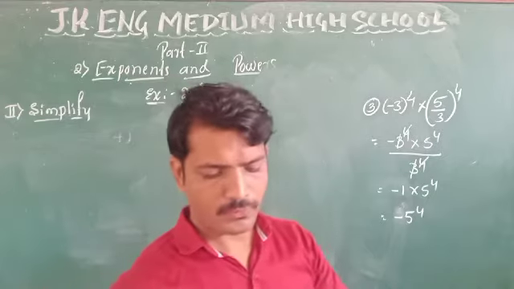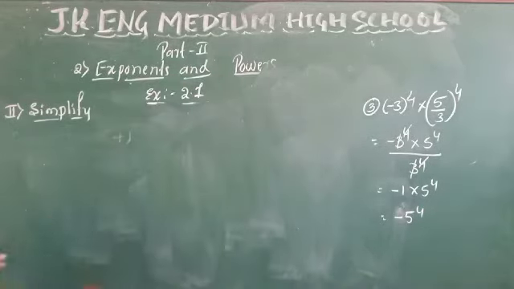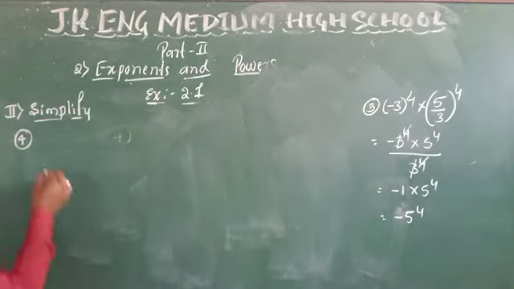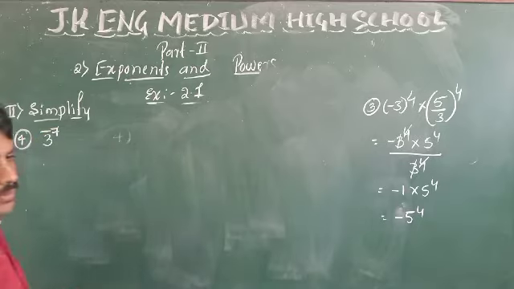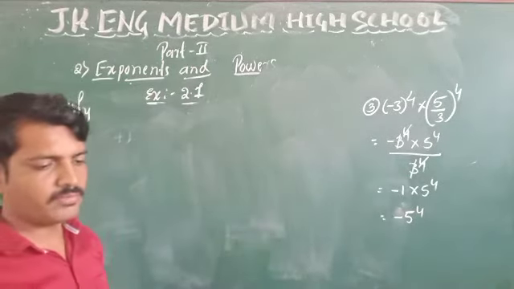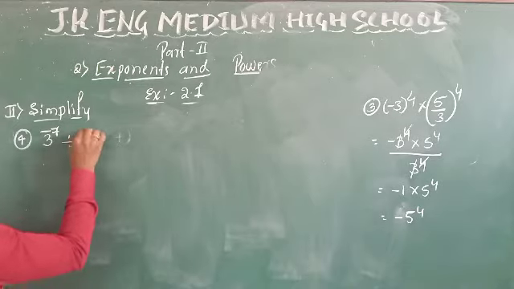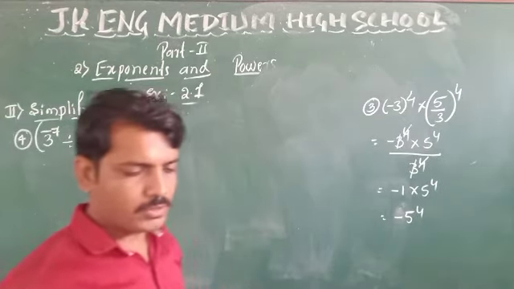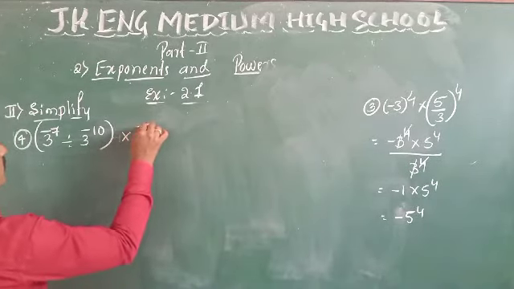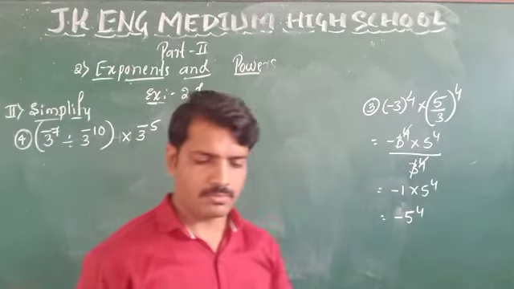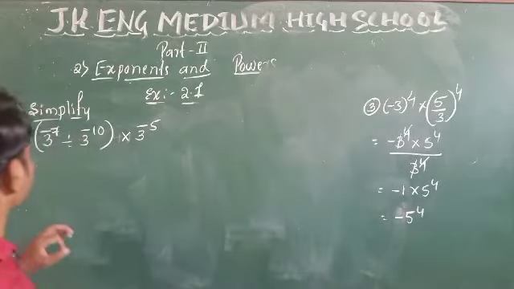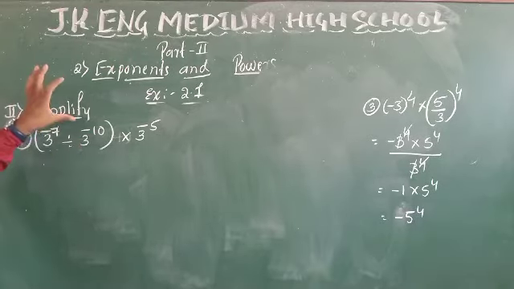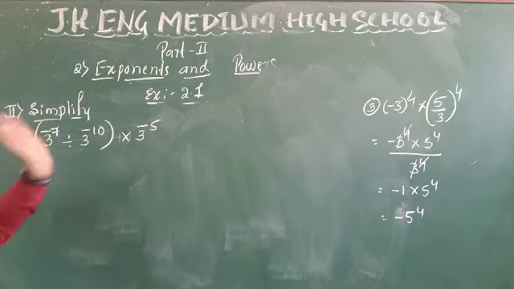Question number 4 is 3 to the power minus 7 divided by 3 to the power minus 10 into 3 to the power minus 5. So once again I will read: 3 to the power minus 7 divided by 3 to the power minus 10 into 3 to the power minus 5.